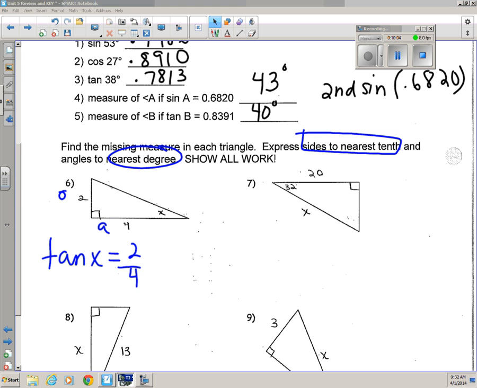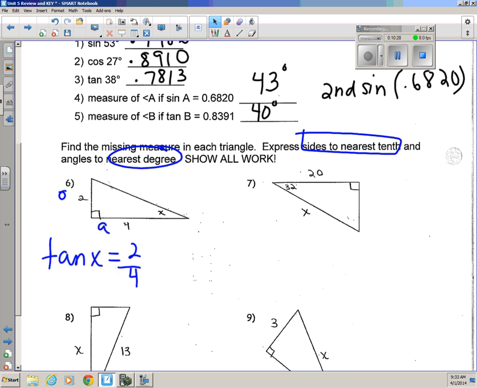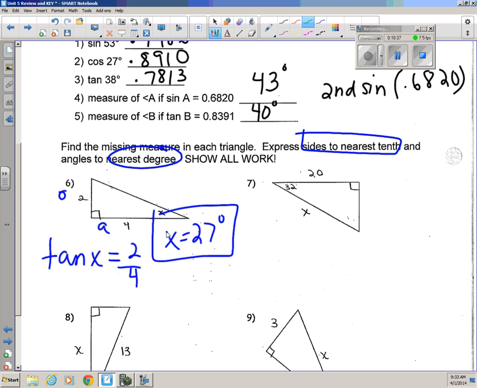Just to kind of show you again what gets plugged in here. The fact that I'm finding a missing angle, it's going to be a second tan. So I'm looking for second tangent. And again, it's 2 divided by 4. You should close up the parentheses. You don't have to on this one, but you should get into the habit. This comes out to be 26.5 degrees or 27 degrees when rounded to the nearest whole degree. So this becomes x equals 27 degrees.